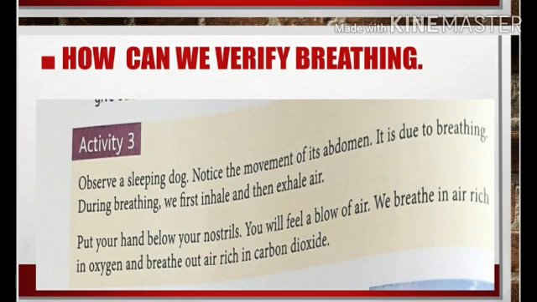So, are you able to realize today how important oxygen is to break down food to release energy for us? Now, how can we verify someone is breathing? Here, activity 3 is given in our book. Observe a sleeping dog. Definitely, you have observed this many times. Notice the movement of its abdomen, meaning stomach. It is due to breathing.